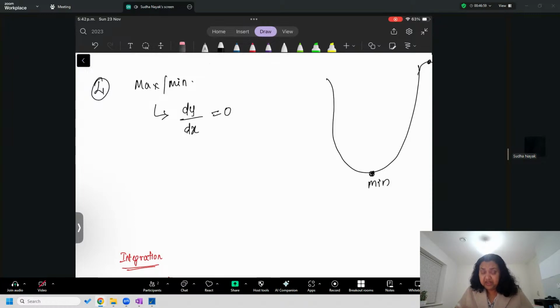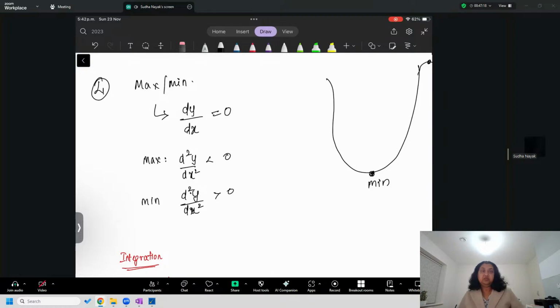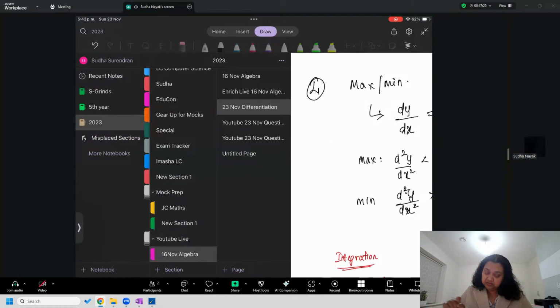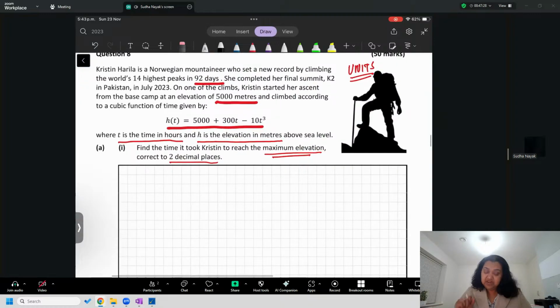Now, as a secondary step, for both max and min, dy by dx is equal to 0. If it is maximum, d square y by dx square, that is the second derivative, will be less than 0. If it is minimum, d square y by dx square will be greater than 0. So this is the fourth application of differentiation. That's what I was forgetting. So now if you come to this example, maximum elevation. Whenever you see maximum, minimum and all these things, immediately remember dy by dx is equal to 0.